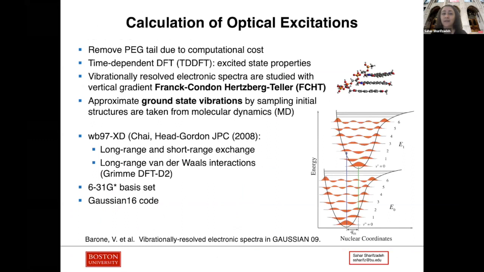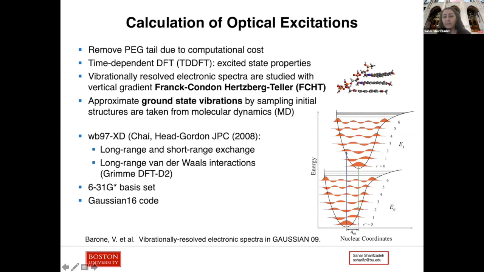So we use the time-dependent DFT formalism to describe the excited states, and we describe the vibronic effects with a Franck-Condon-Herzberg-Teller approach. Just as an overview, the big picture of what we're doing: we're calculating the potential energy surface in the ground state and in the excited state for a molecule like this stack trimer. And we'd like to be able to describe ground state vibrations as well as excited state vibrations.